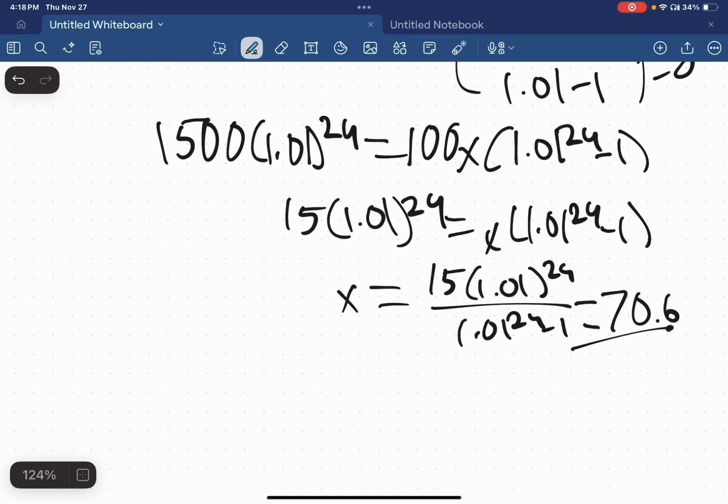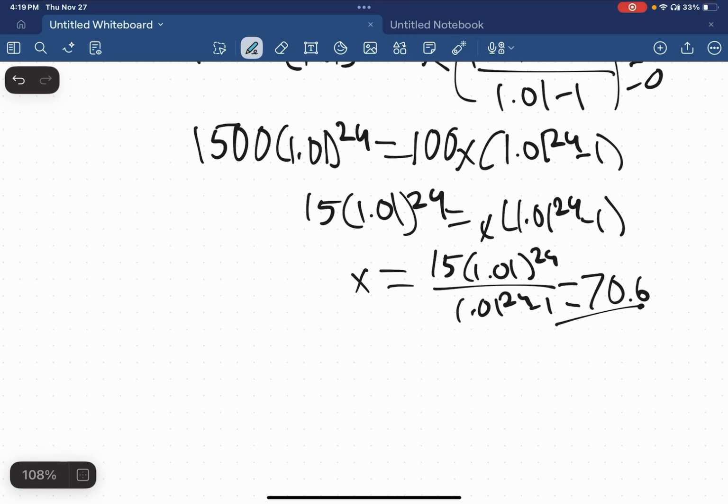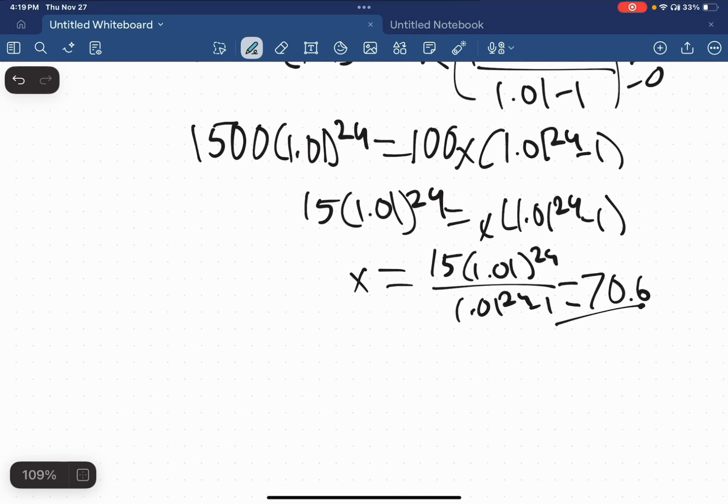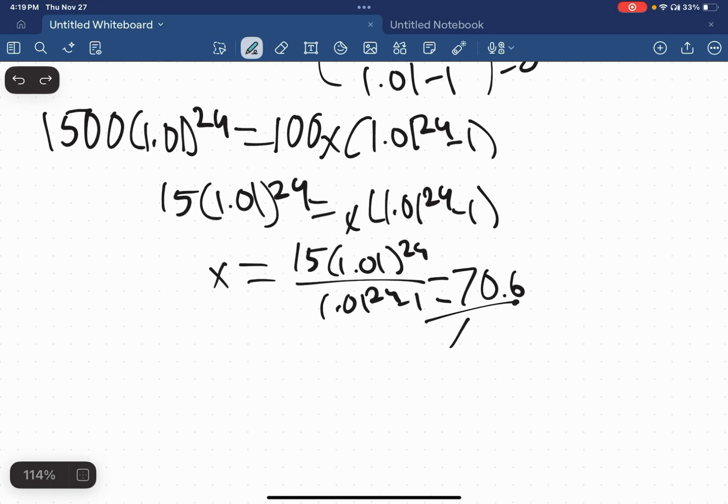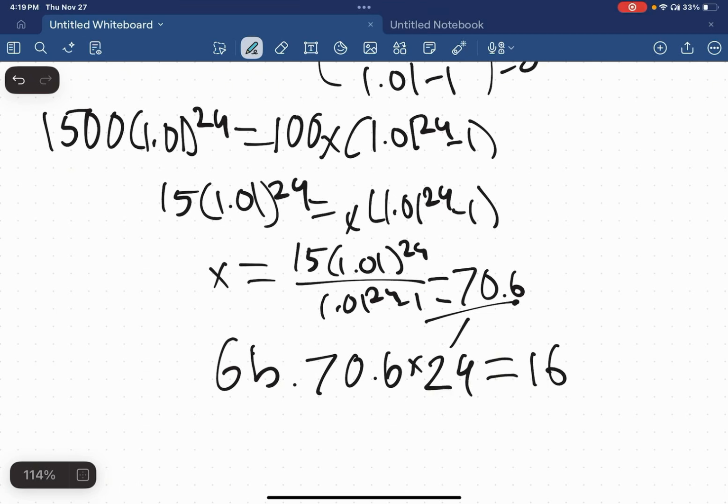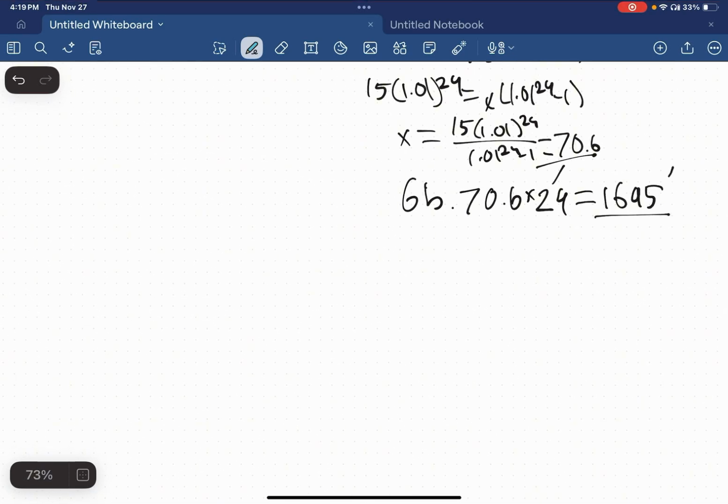Okay, on to 6b. Evaluate how much, to the nearest dollar, Gihun actually has to pay for furnishing the apartment. Since the monthly payment comes out to 70.6 for each month, we're just going to multiply that by 24 months to get 2 years, and that's going to get you equal to 1,695. That's rounded, and that is our final answer. Okay, on to 7.